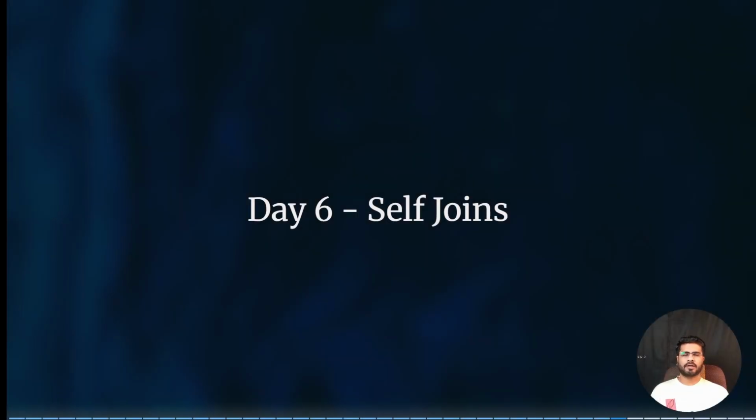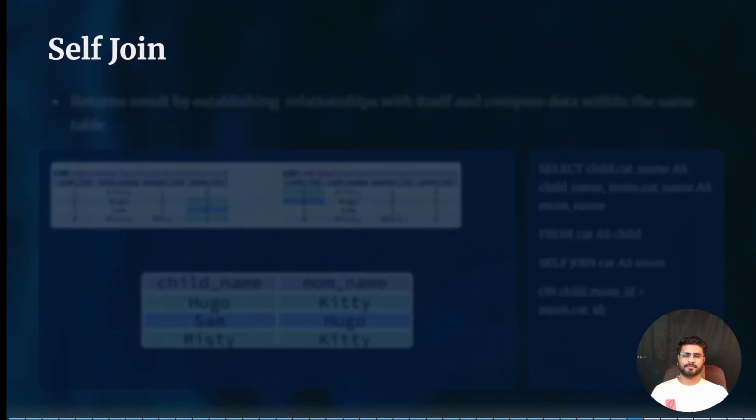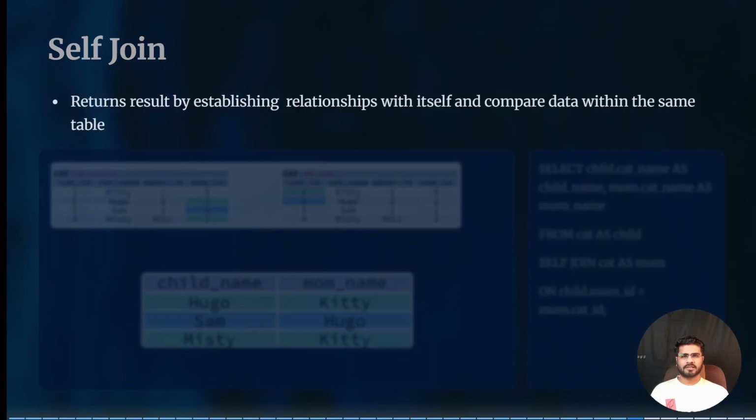Today we will look into solving problems that would require the application of self joins. Let's revise what is a self join. So a self join returns a result by establishing relationship with itself and compare data within the same table. In other words, you can join a table with itself and establish a parent child relationship.